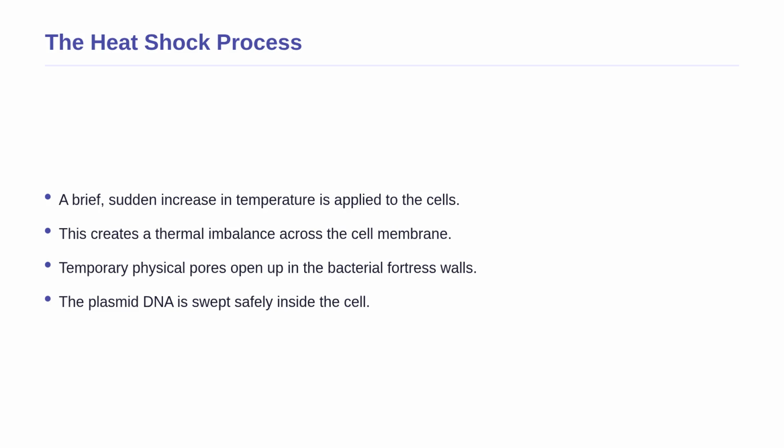With the electrical charges neutralized, we move to the critical next step. We subject the competent cells to a brief and sudden increase in temperature, a process known as a heat shock. This sudden shift creates a thermal imbalance across the cell membrane. Because of this imbalance, temporary physical pores, or holes, are forced open in the bacterial fortress walls. The sudden flow of fluid sweeps the plasmid DNA right through these temporary pores and safely into the cell. Just like that, our secret message has successfully bypassed the guards.